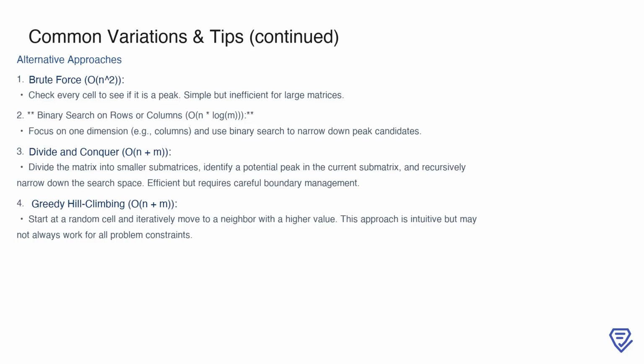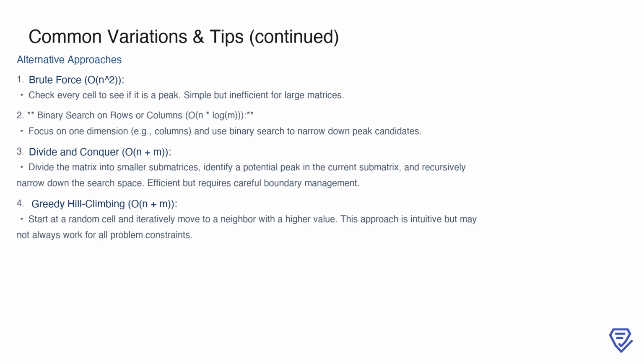Finally, let's compare some alternative approaches to solving this problem. The brute force method, which checks every cell in the matrix to determine if it's a peak, is the simplest approach but comes with an n² time complexity, making it impractical for larger matrices. A more efficient method is binary search on rows or columns, which reduces the complexity to n*log m by focusing on one dimension at a time.